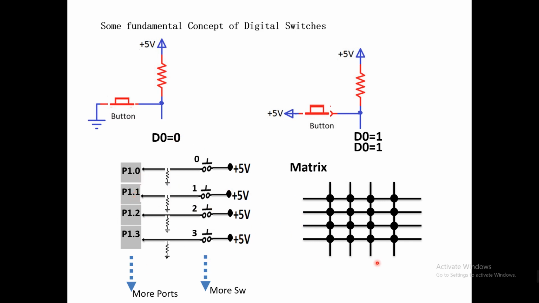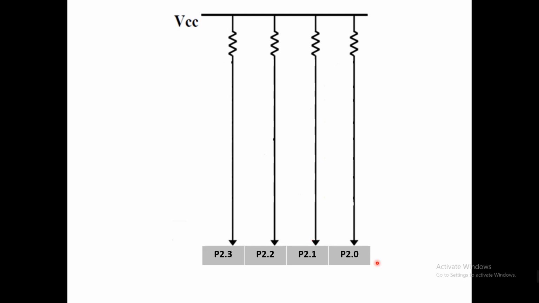So now we know why the matrix is important in the interfacing of the microcontroller with the keyboard or the keypad. Okay, so this is the benefit, and now we move to the next, to our original topic.